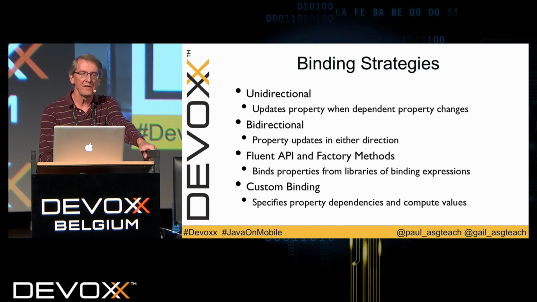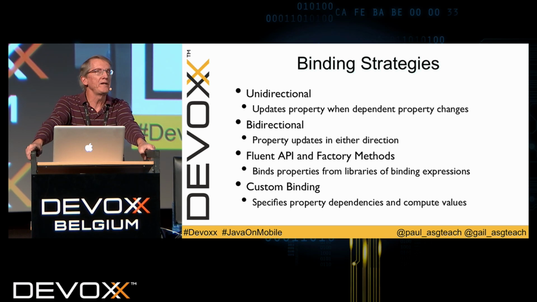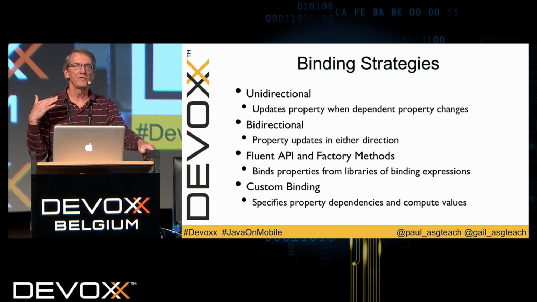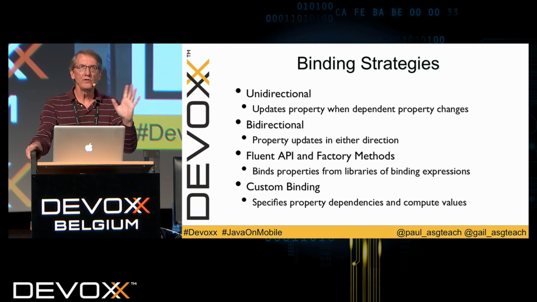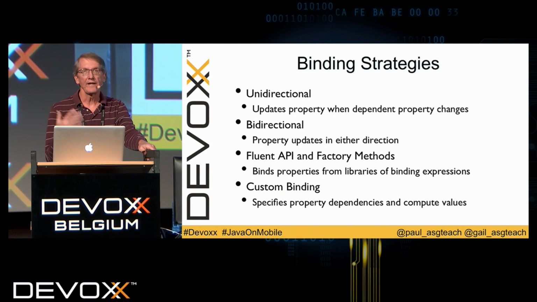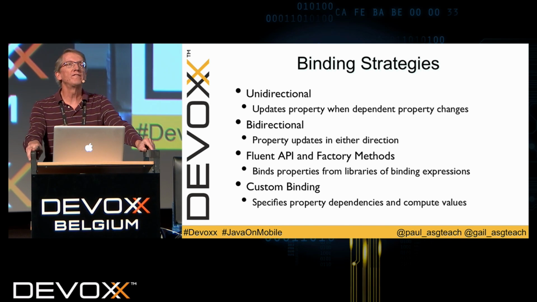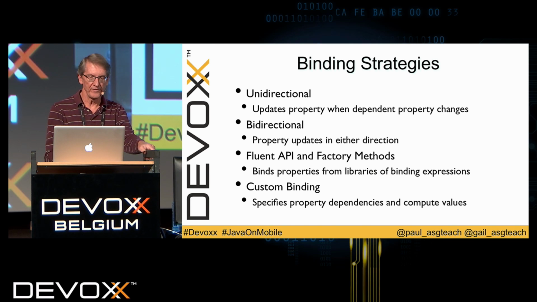Now, the cool thing about binding is that JavaFX gives you these wonderful libraries that have a lot of predefined binding expressions that are done for you. And there's 2 libraries that you can use: the Fluent API and the static factory methods in the bindings class. And this lets you do a lot of things that you have to do in these kinds of applications. For example, conversions, calculations, Boolean conditions, and formatting requirements.